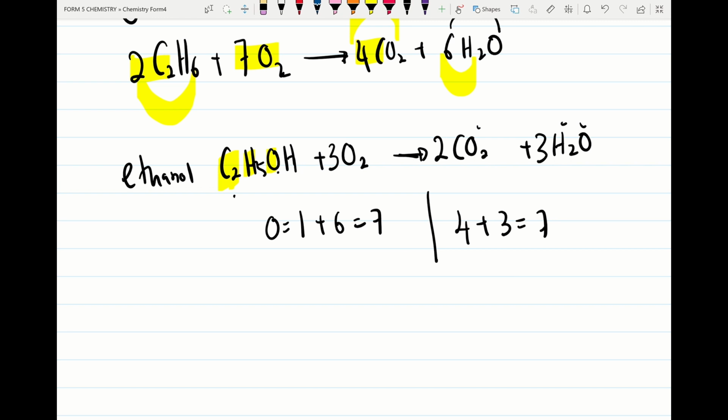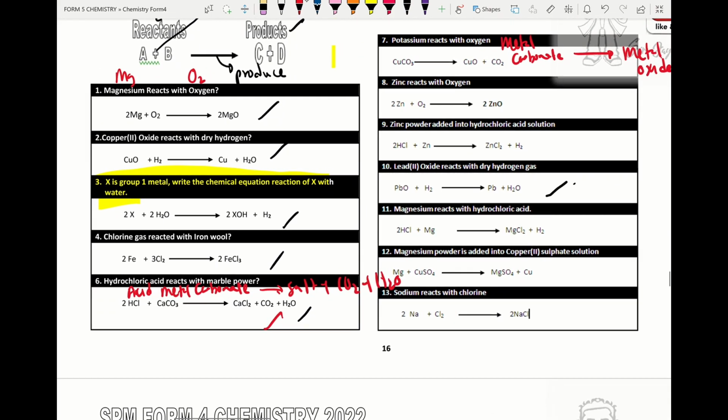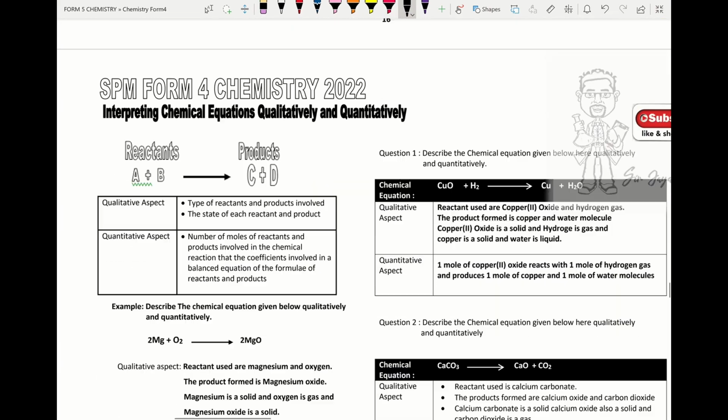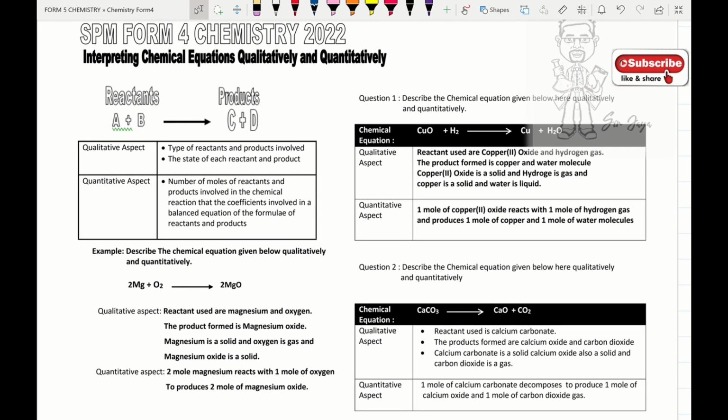Alright, try to practice and do more questions on this part. So all the important equations are given, so please study. Please do more revision. Alright, so we move on to interpreting the chemical equation qualitatively and quantitatively. This is very important for the first test. So please remember the qualitative aspect.